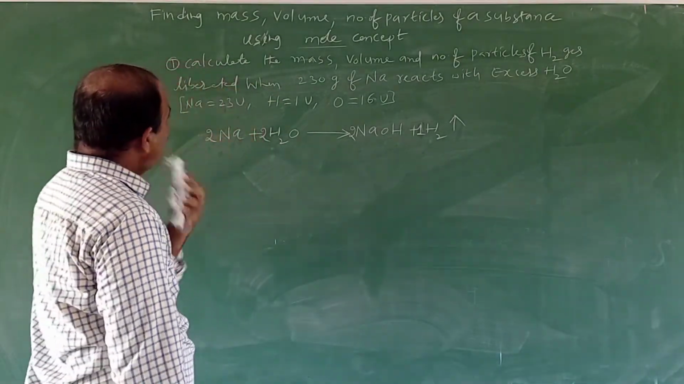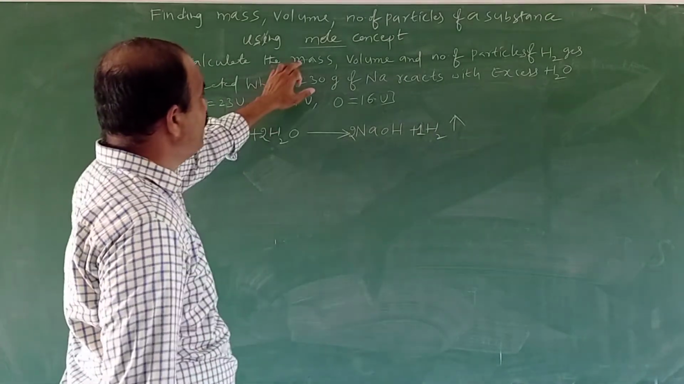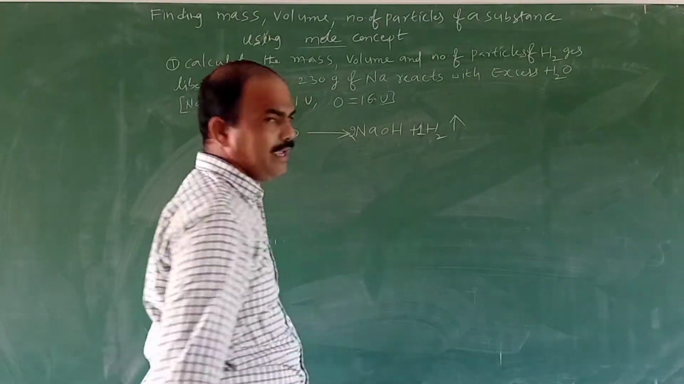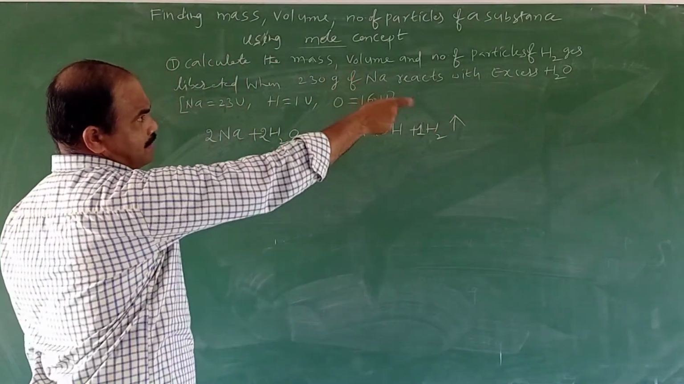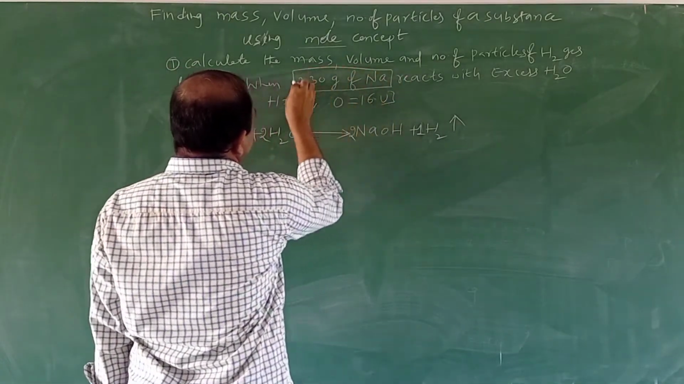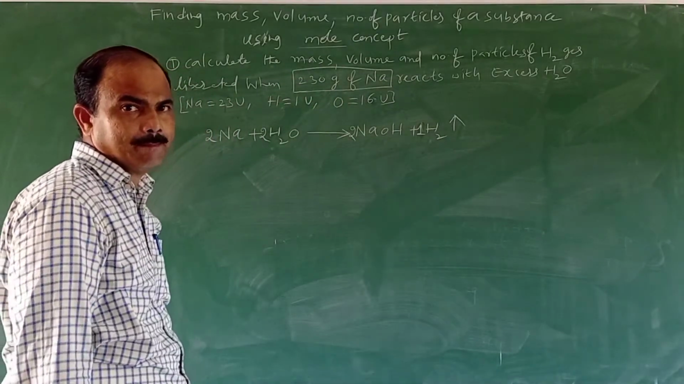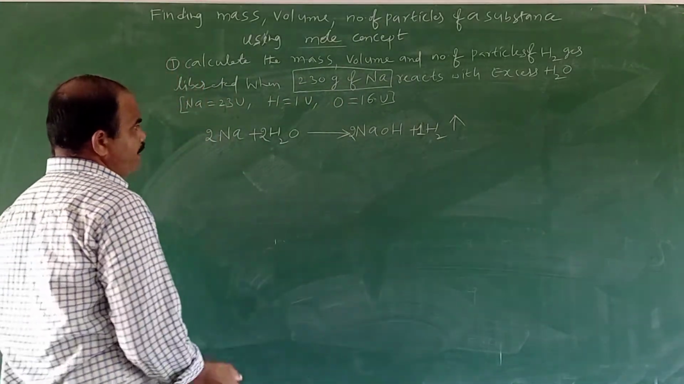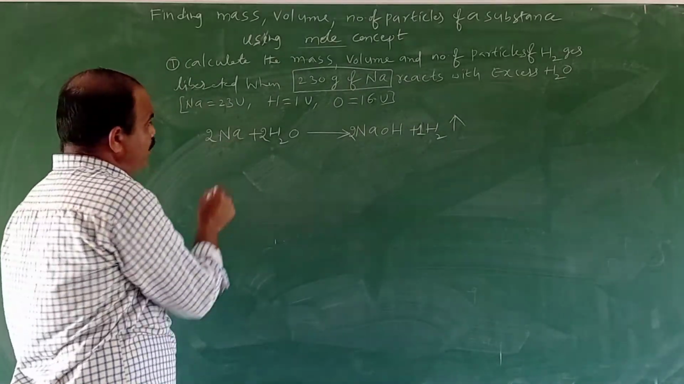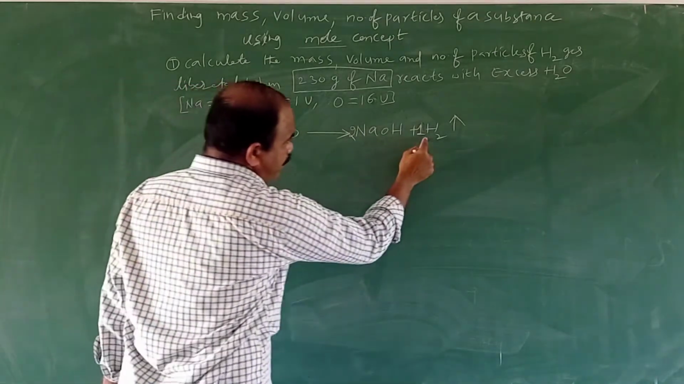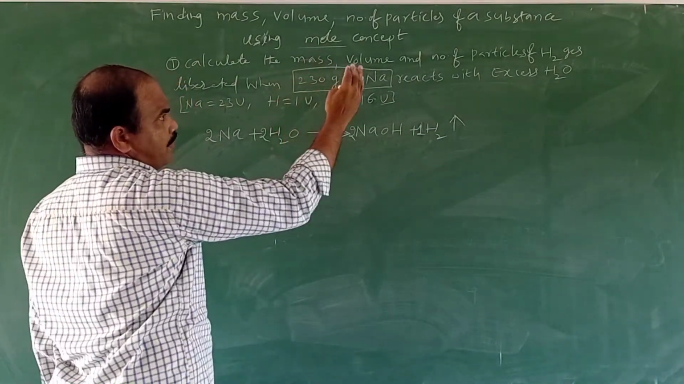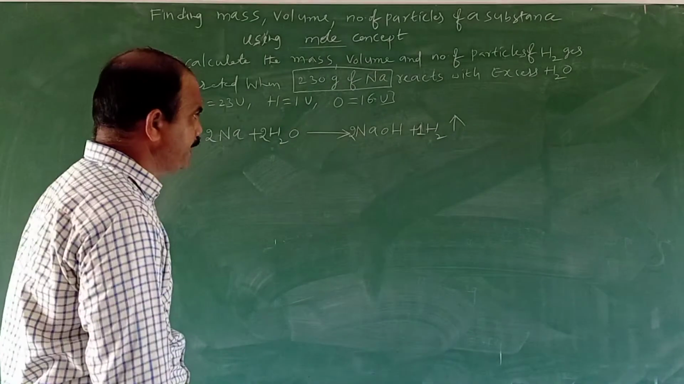But in the problem, what do we have to calculate? We have to calculate the mass, volume and number of particles of hydrogen gas. To find that volume, mass and number of particles, whose mass is given? The mass of the sodium is given. But in this problem, how many moles of sodium are participating? 2 moles of sodium will participate and 1 mole of hydrogen gas is produced. By using the mole concept, we have to find the mass, volume and number of particles. I am going to explain, so observe.